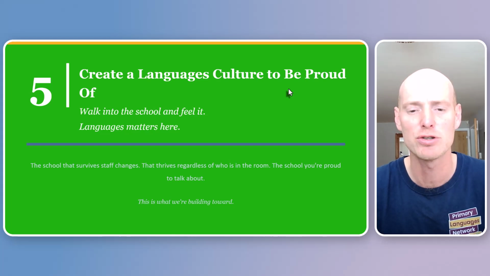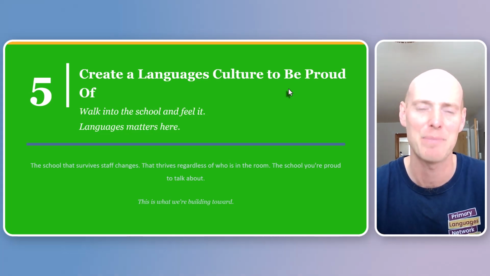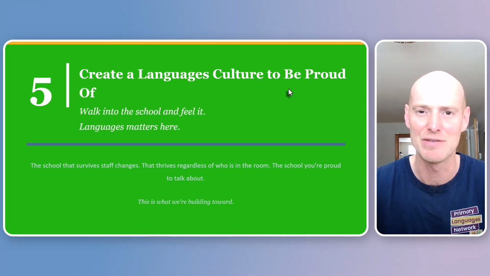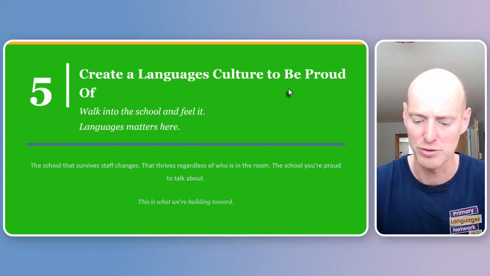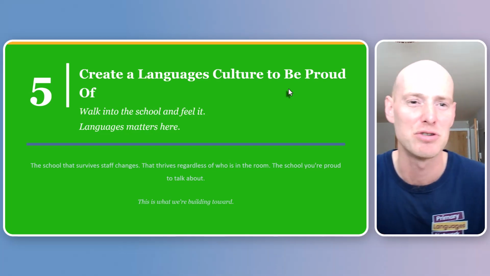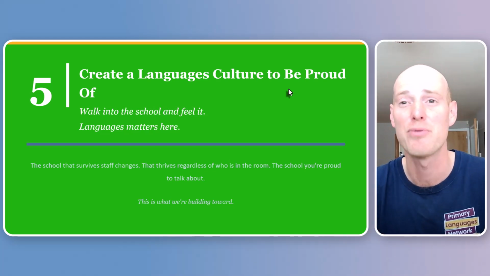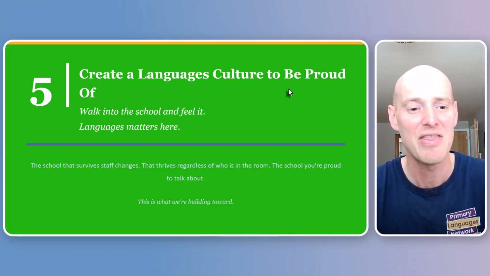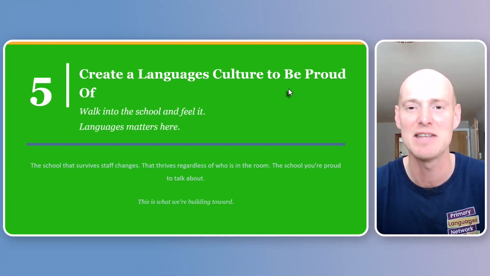So we're walking into your school and we can feel languages is happening. There's displays that are live and functioning. The kids use it in the corridors. We've got languages half days. Every teacher enjoys delivering it. We're showing great progress from year 3 to 6. And this is possible for any school, any budget.